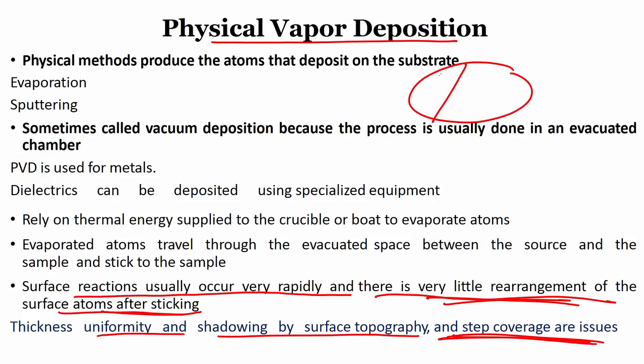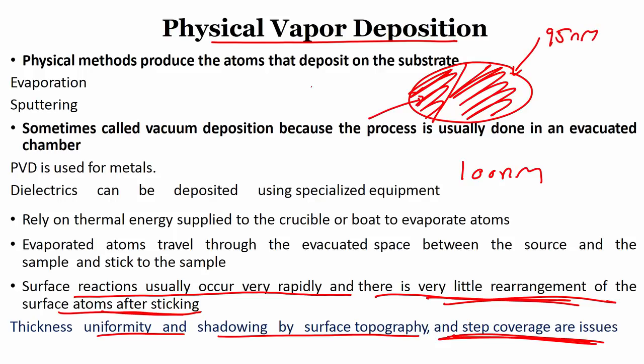like, okay, half of the substrate here and half of the substrate here. Suppose I want to deposit 100 nanometer of film, right, and I have 95 nanometer here and 100 nanometer here, that is not okay. I need to have a uniform deposition everywhere.